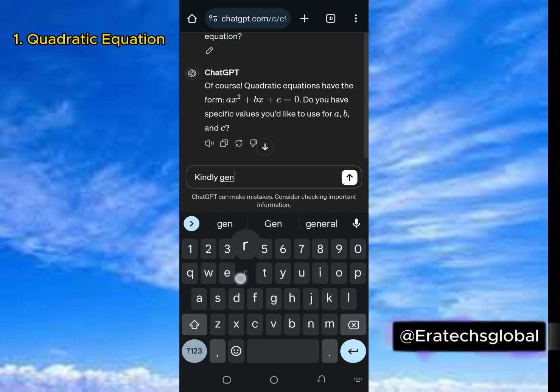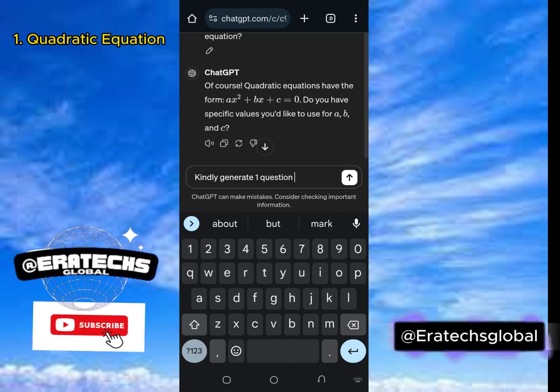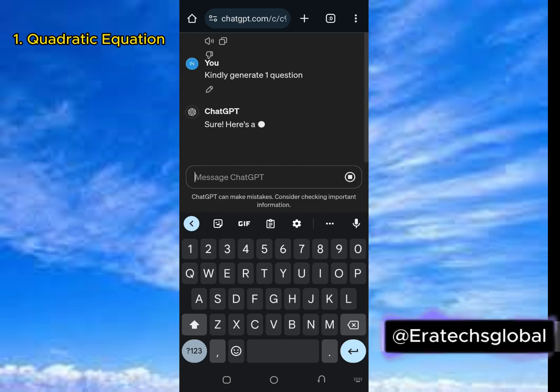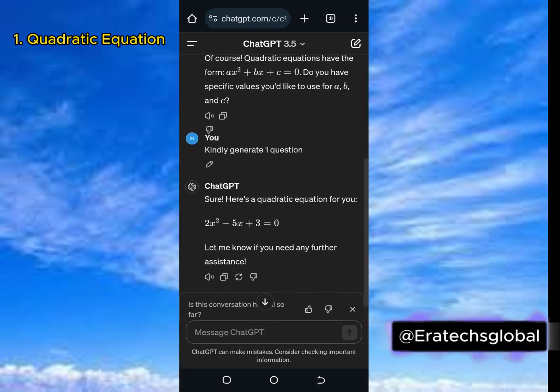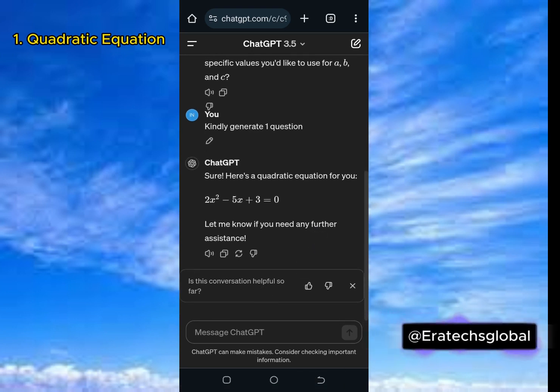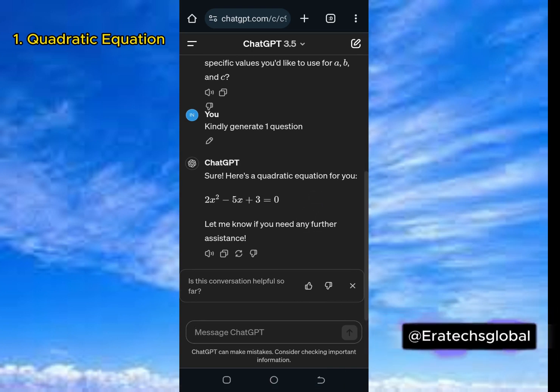generate one question. And it says, sure, here is a quadratic equation for you: 2x squared minus 5x plus 3 equals 0. Now, let me know if you need any further assistance.